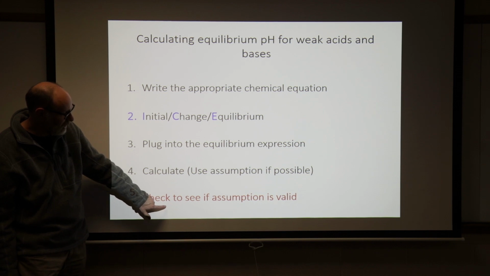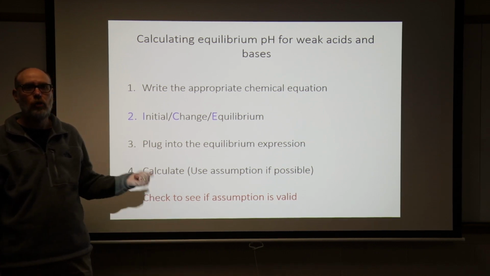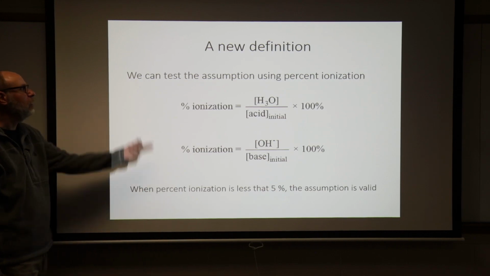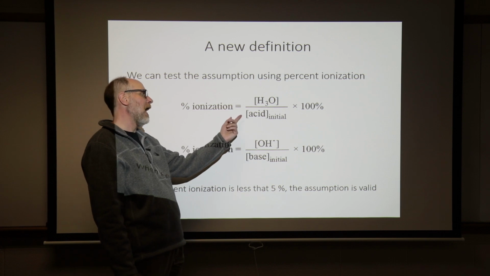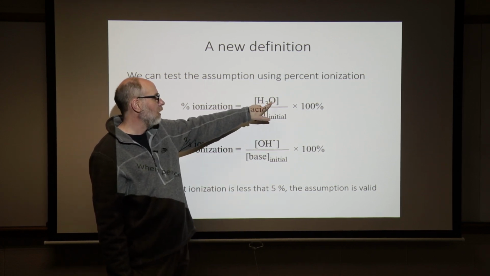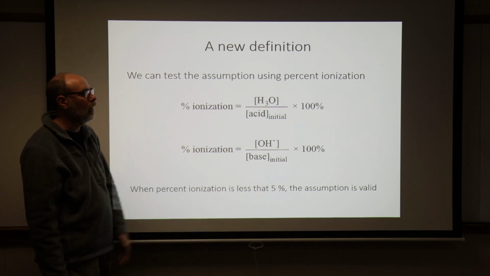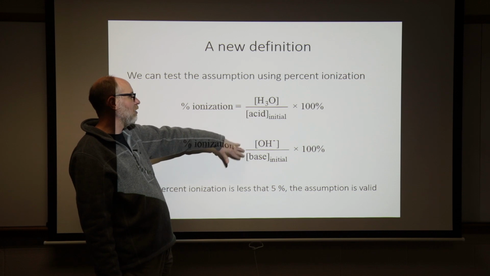So we now have to check to see whether the assumption that we just made is a valid assumption to have made. So we're going to use this percent ionization, and we're going to be able to write this for an acid or a base. You're going to notice right away this should be H3O plus. All right, I forgot the plus sign in that equation. But we have two, one for an acid, one for a base.